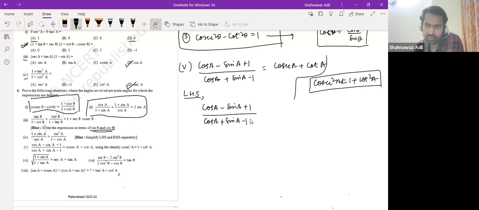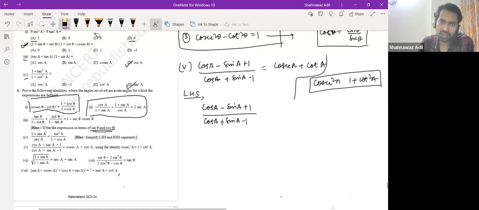Yes, Rizwan. So what did you do with that formula? This is the identity. Cosec square A equals 1 plus cot square A. So this is the identity.